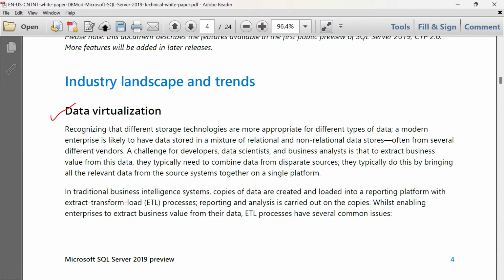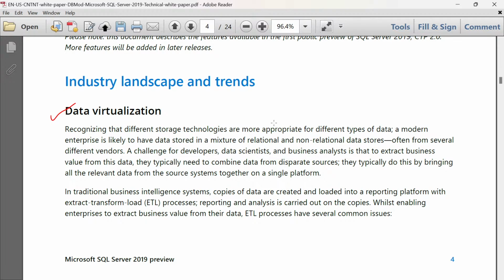So data virtualization means we have to manage data, store data, retrieve data and update data over the cloud, where the physical storage system may or may not be an issue.